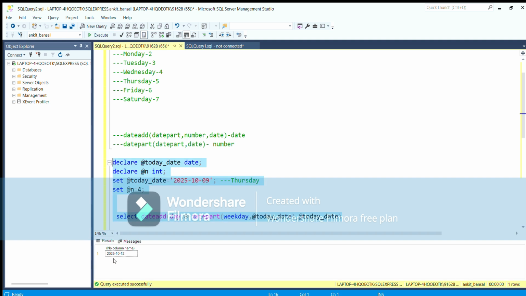This DATEADD function is giving me 12 October 2025, which means today is 9 October and 12 October is Sunday, the first occurrence of Sunday in the future. But I need the fourth occurrence. Then what should I do? Just use another DATEADD function.